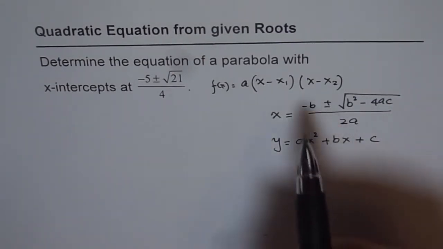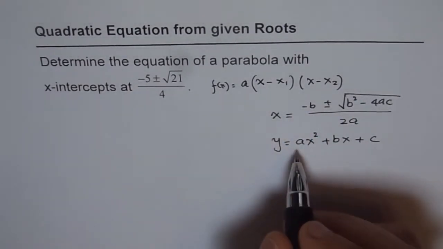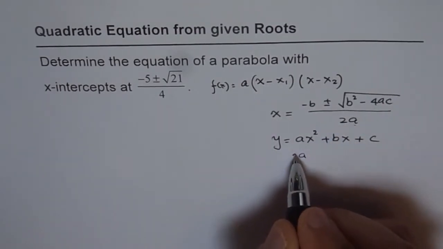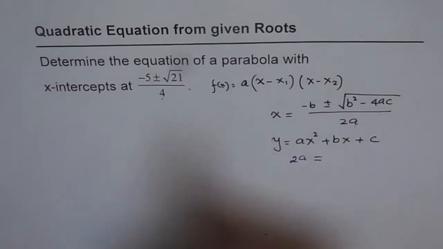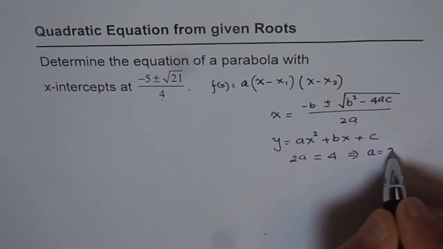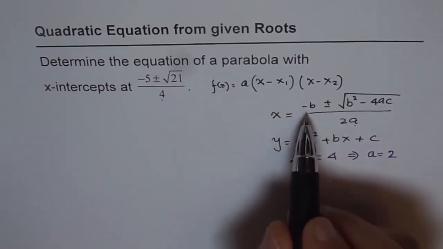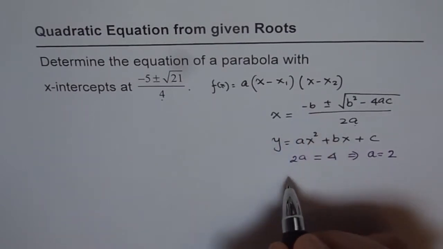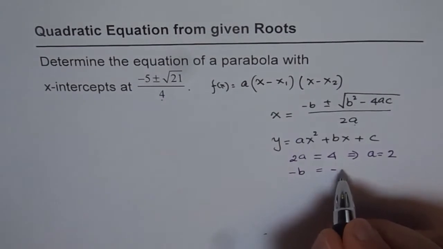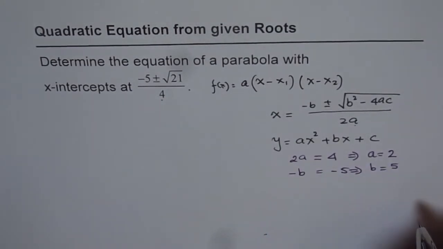Now if you compare your roots and the equation, you can write down what a is. 2a should equal the denominator, right? So let me write 2a equals the denominator 4, and that gives you a value. a is 4 divided by 2, which equals 2. Now as far as b is concerned, in the formula we have minus b, and we know minus b equals the term minus 5. Do you see that? Minus 5, and that implies that b equals plus 5.